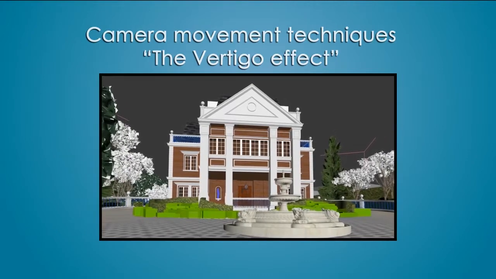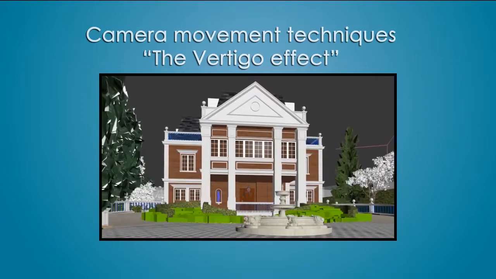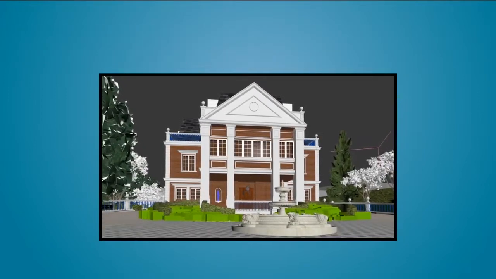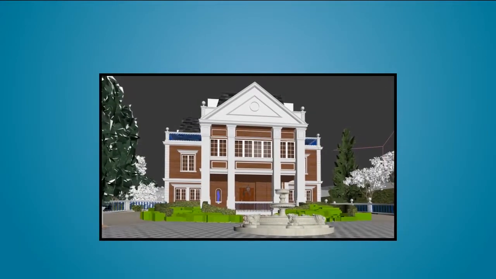People watching think that they are moving near an object, but the background is moving far away. In real life, they use a zooming lens to change the field of view of the camera. In Max, we will do the same.